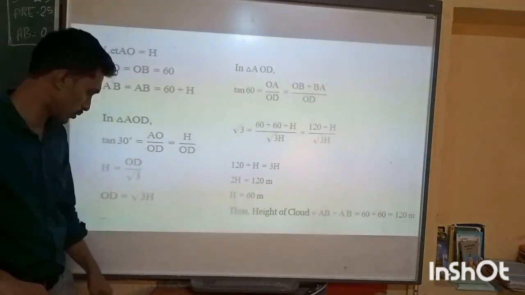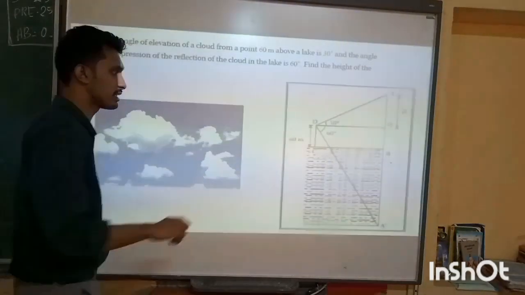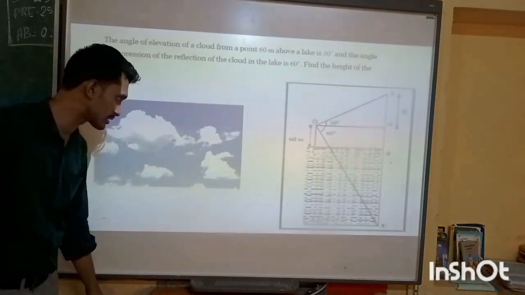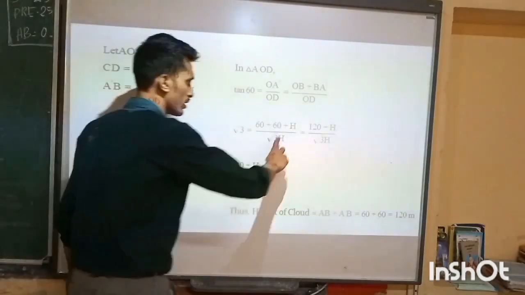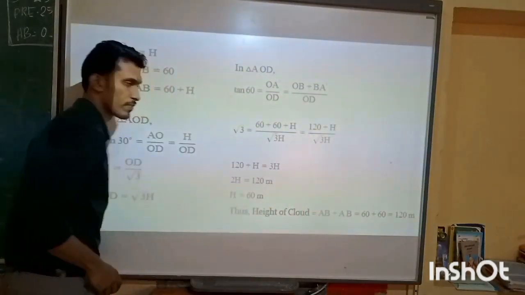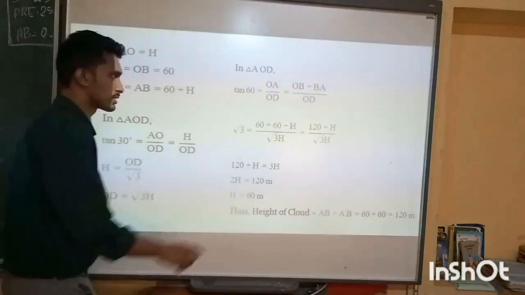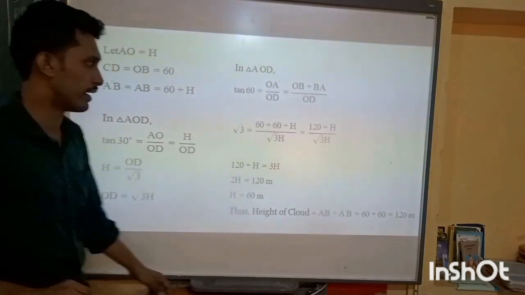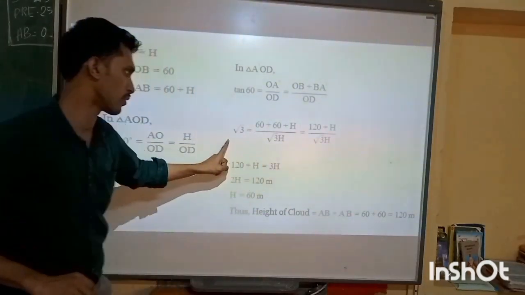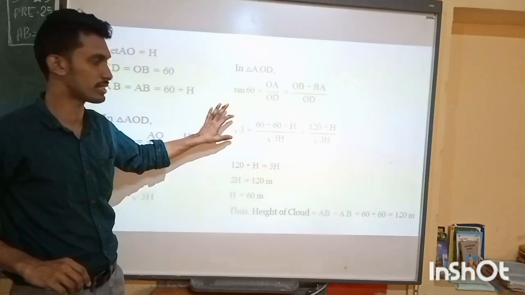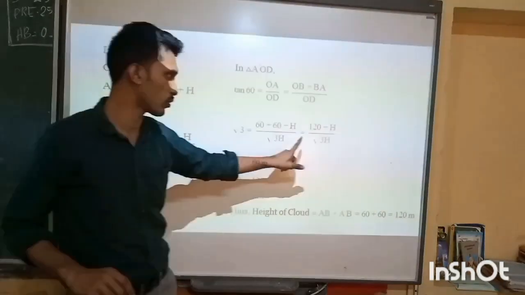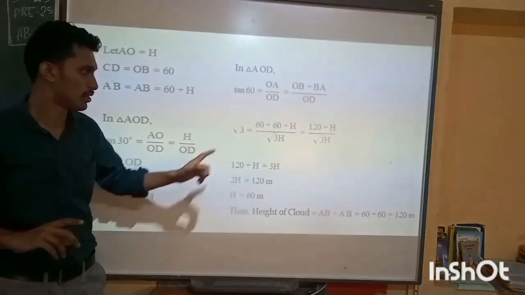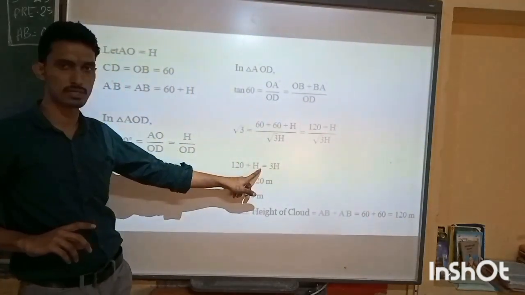I have already told you that we have a 60 meter here. So 60 plus h will be added to that. So 60 plus 60 plus h will be 120 plus h, over root 3 h. So root 3 equals 120 plus h by root 3 h. Now we substitute the value of tan 60 as root 3. Root 3 into root 3 h is 3h, as you know that root 3 into root 3 is 3. So 3h equals 120 plus h.